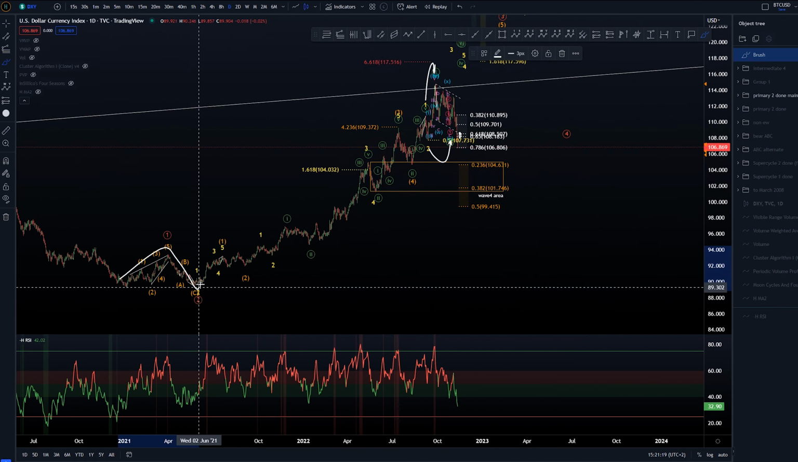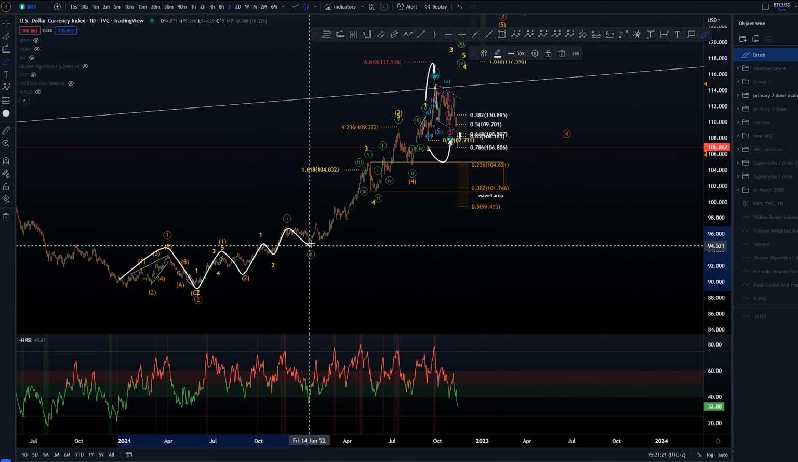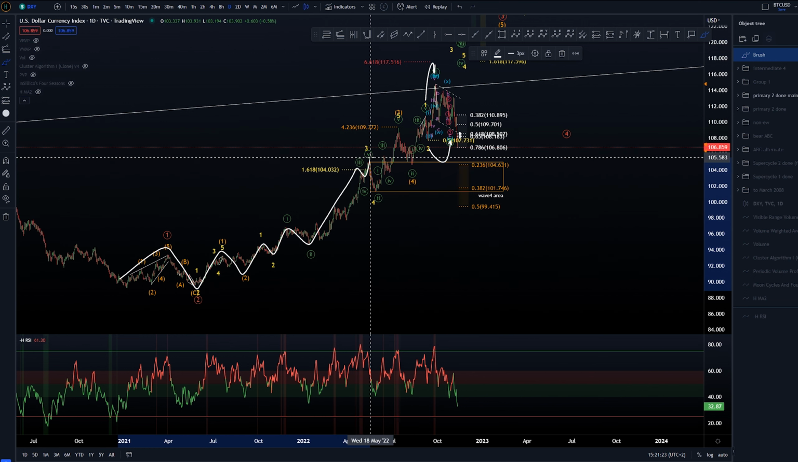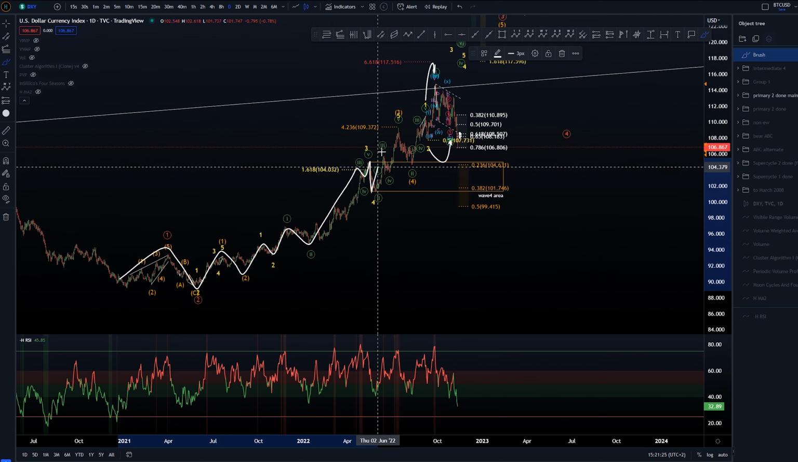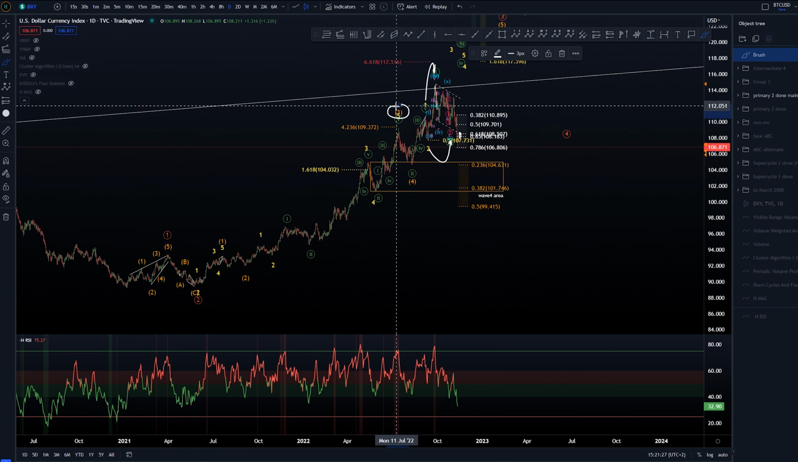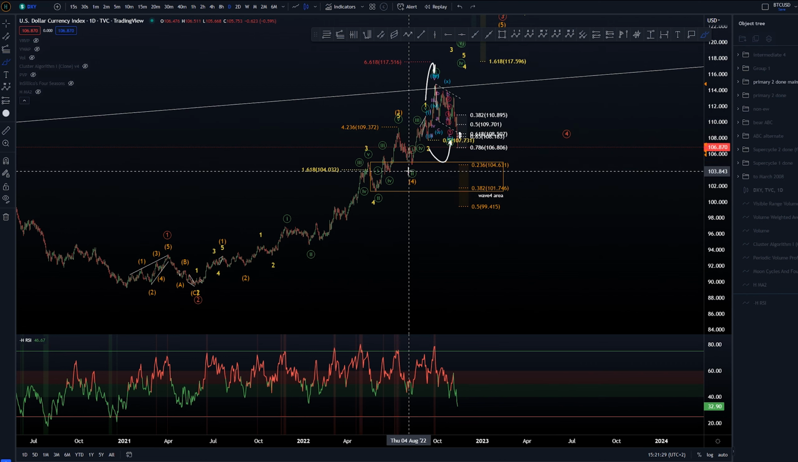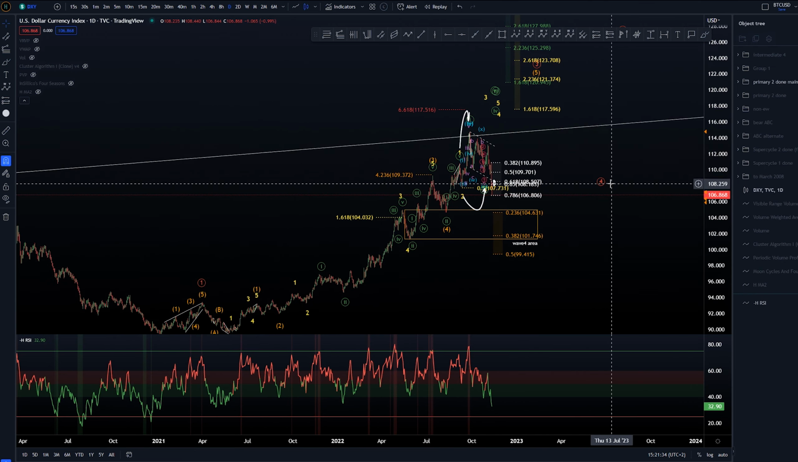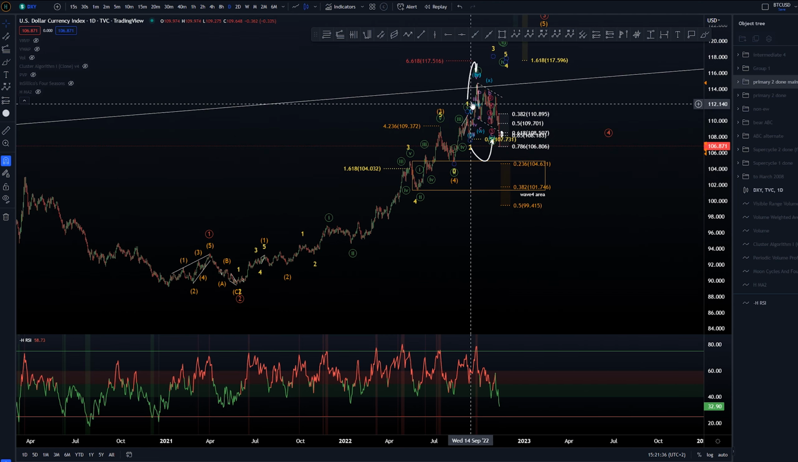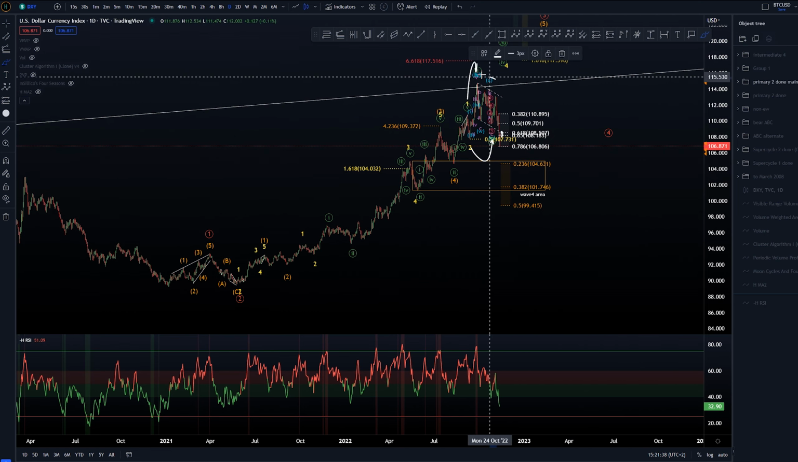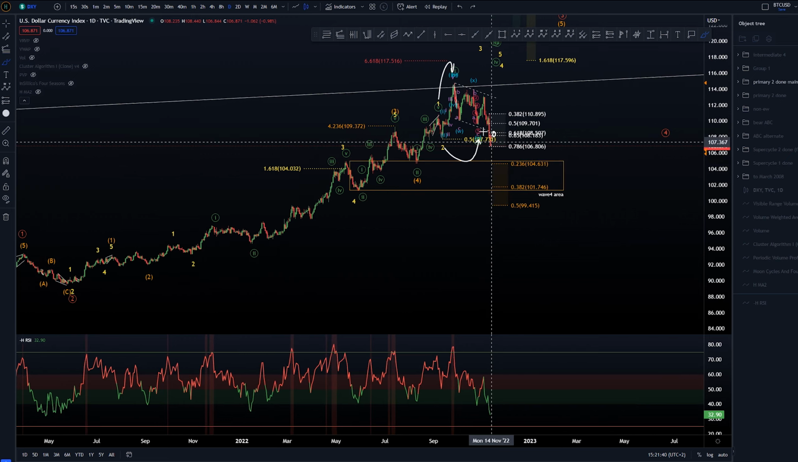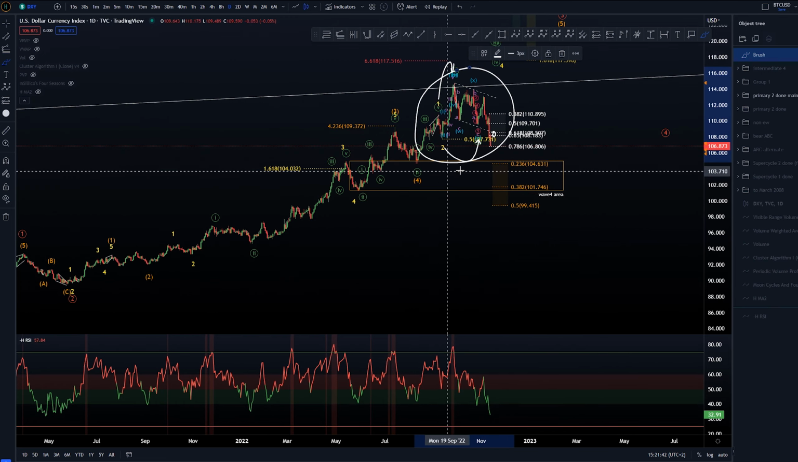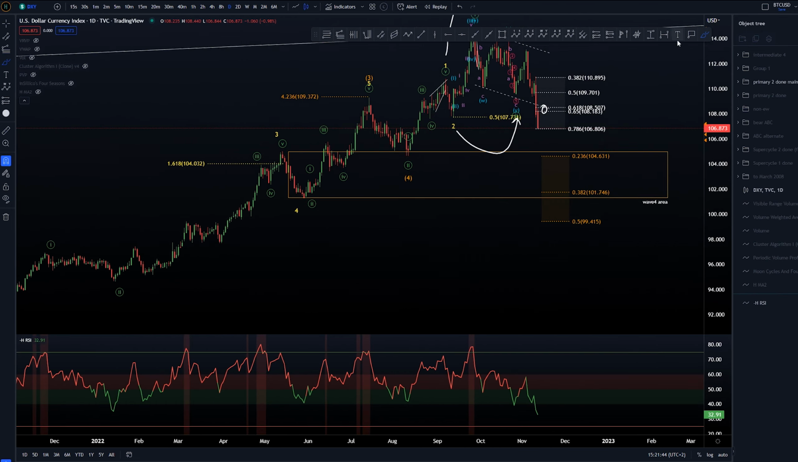In this one we had this as a 1 2 1 2 1 2 1 2 3 4 5 in the third of minor, fourth of minor, fifth of minor, completing the third of intermediate here, fourth of intermediate, and looking for the fifth of intermediate to complete the third of this primary, or the red count here. Without going into too much detail, it is possible that we are done here. We have created a 5-wave move here.